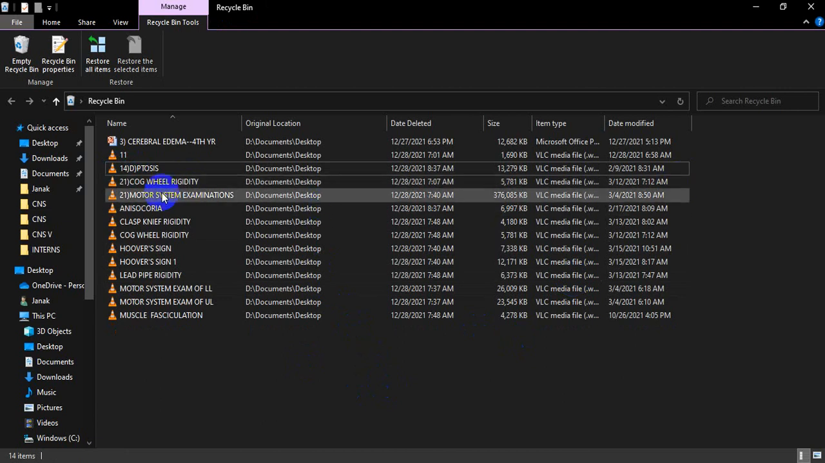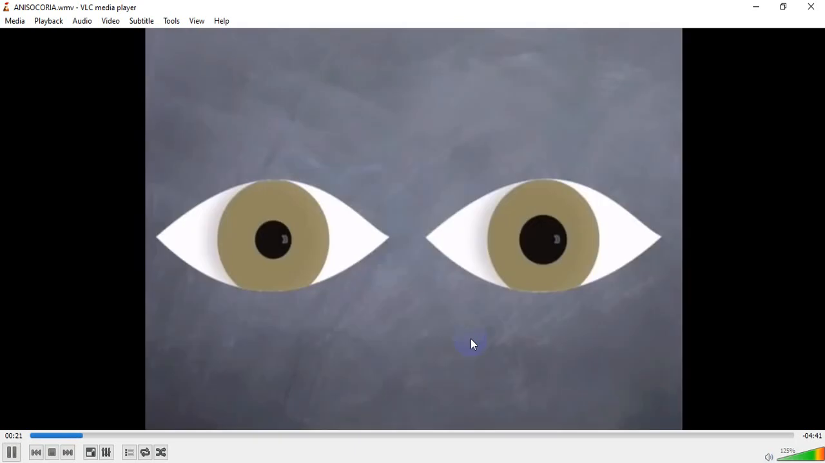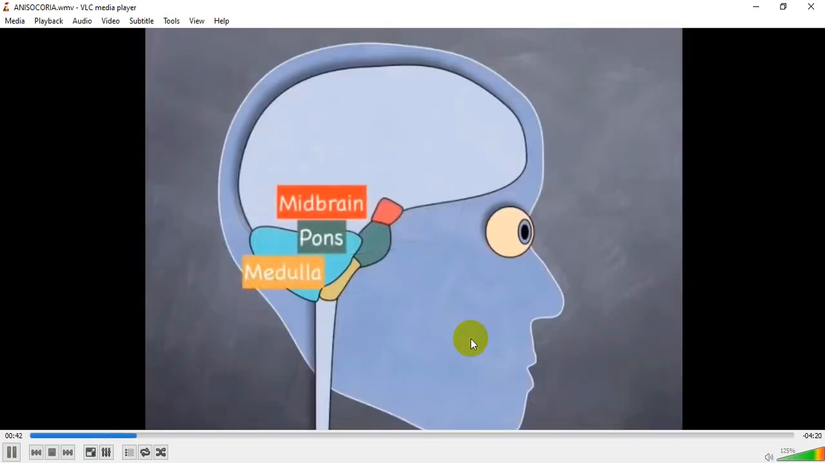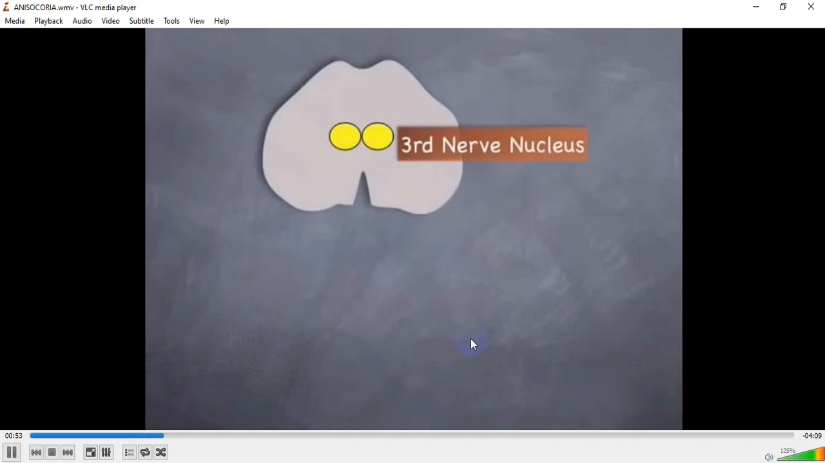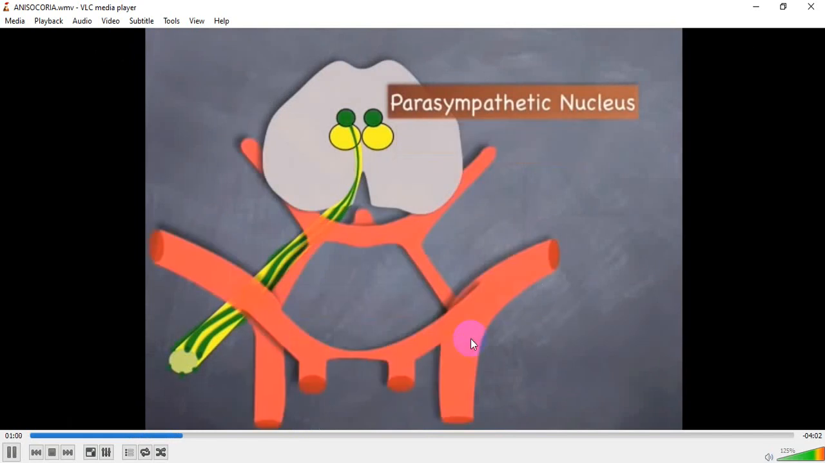In Marcus Gunn pupil, or we call relative afferent pupillary defect, RAPD, that can be demonstrated by the swinging flashlight test, also known as the Marcus Gunn pupil test, used to compare between direct and consensual reflex. It is performed by equal exposure of light to each eye. Normally, both pupils should be of the same size and should be constricted. Abnormal if the pupil dilates when the light is shone. Very clear that in a normal person, when you throw the light in one eye, both pupils will constrict. And when you swing the light from one eye to another eye, again, both pupils should constrict.